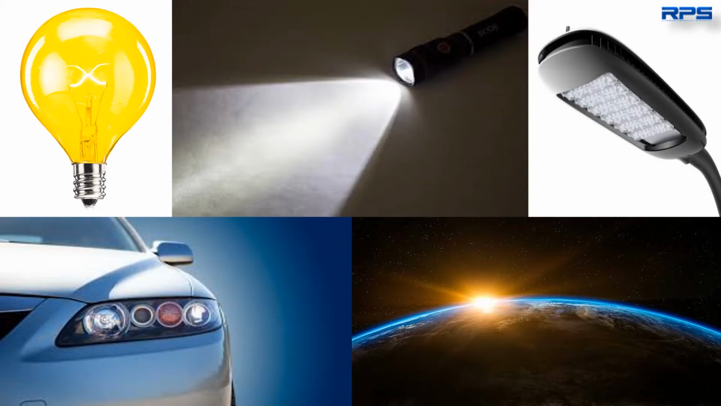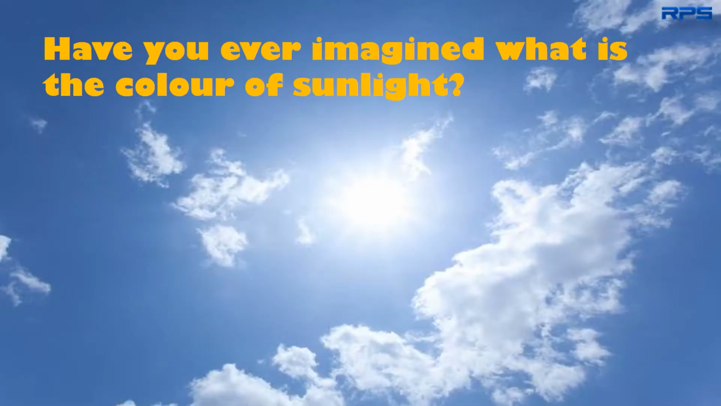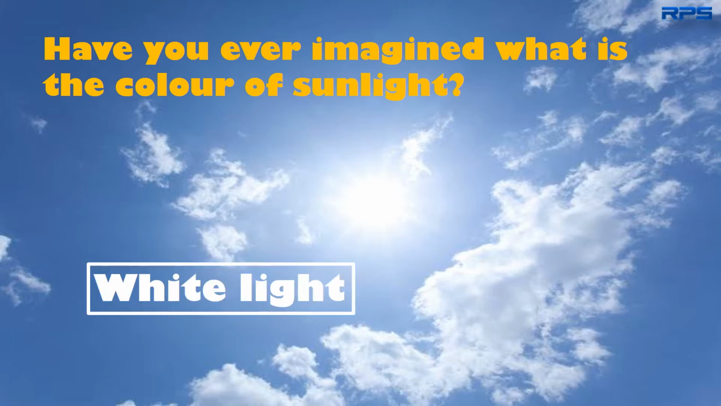We notice various sources of light in our daily life. Electric bulb, electric torch, street light, car headlamp and sun are some of the common sources of light in our daily life. The sun is the biggest source of light to our planet. Have you ever imagined what is the color of sunlight? Light obtained from the sun and various other sources is called white light.